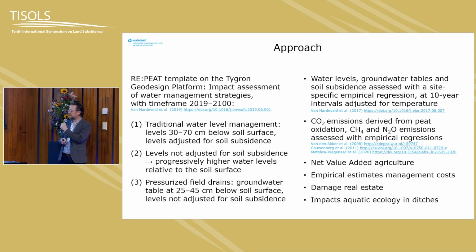And the third one reflects the experiments with field drains. It's a novel application in which the groundwater table is maintained 45 centimeters below soil surface, and the levels are not adjusted. So for all these scenarios, we assessed the water levels, groundwater tables, soil subsidence. From that we derived the greenhouse gas emissions, and we needed to consider the costs and benefits as well. So we also included net value added of agriculture, management costs, the damage to real estate, and we also considered the impacts on ecology in ditches.